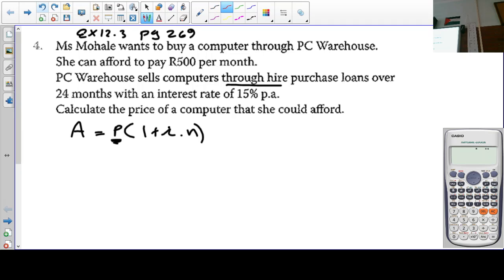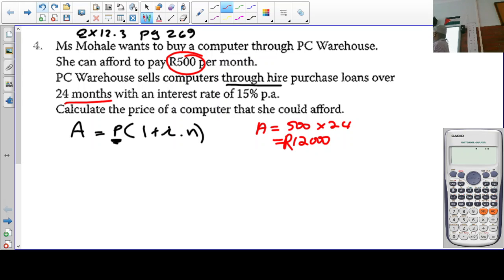So we can calculate A. How can you calculate A? Remember, you want to pay 500 Rand per month. For how many months? 24 months. So what is she paying in total? 500 times 24 is 12,000 Rand.